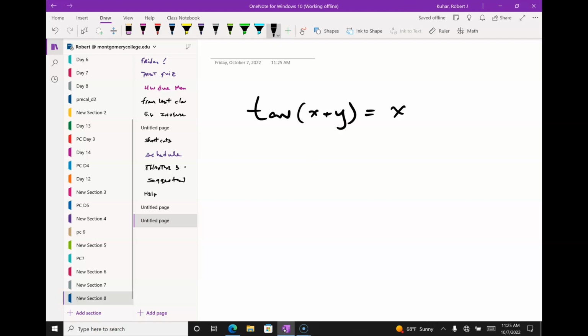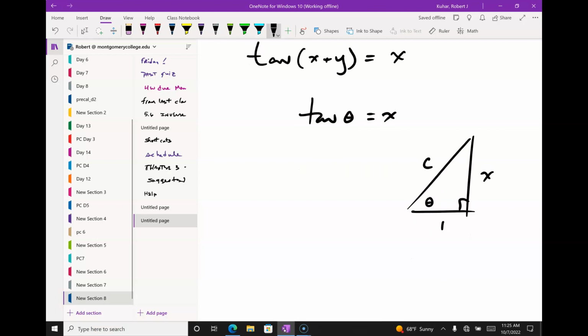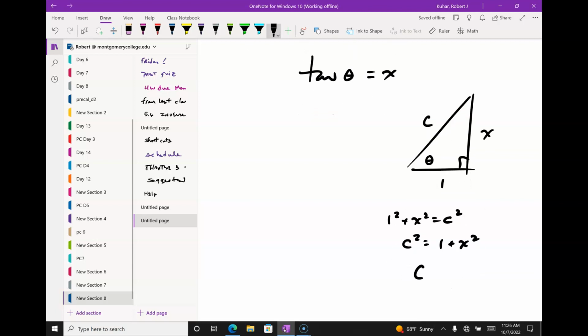So I can really think of this as tangent of theta equals x, which means I have a right triangle with an angle of theta, an opposite side of x, an adjacent side of 1, and the remaining side as c, a hypotenuse, right? I can solve for c, saying 1 squared plus x squared is c squared. C squared is 1 plus x squared. C is the square root of 1 plus x squared. So now I have my triangle.